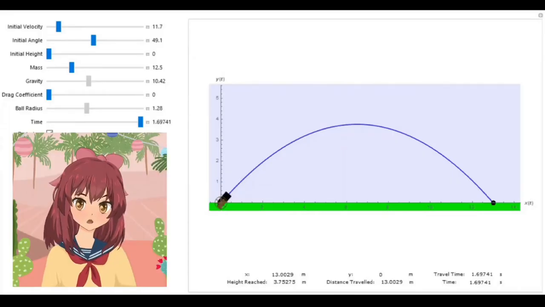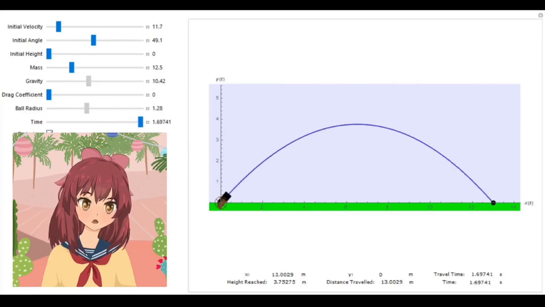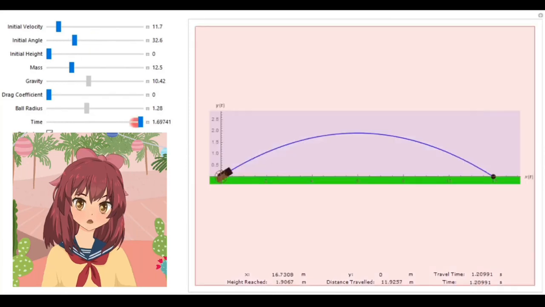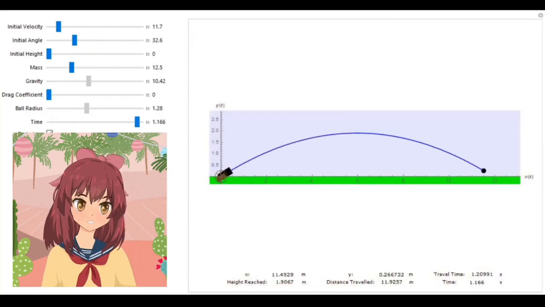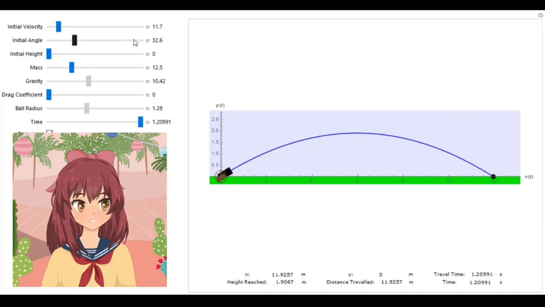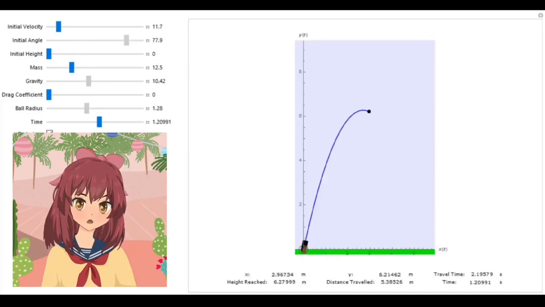A projectile is an object that is launched, or thrown, and then moves freely through the air. A projectile experiences two types of motion, horizontal and vertical. Horizontal motion of a projectile is constant, that means the horizontal speed of the projectile does not change.